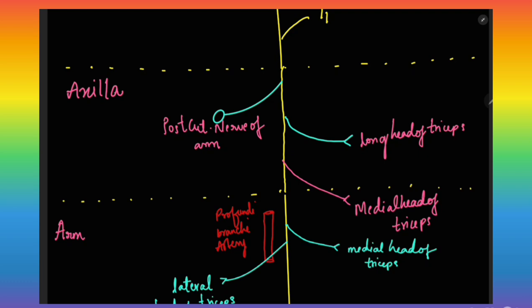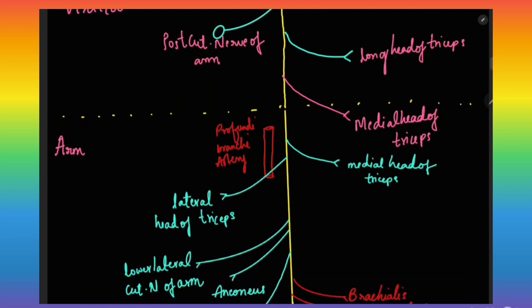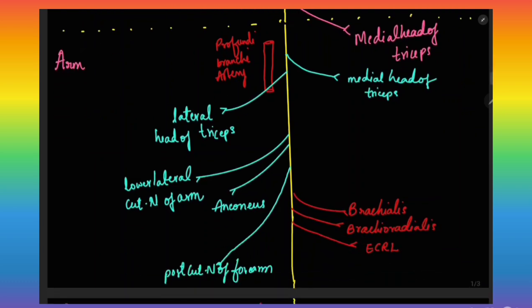and then it passes through the lower triangular space and then passes to the spiral groove of humerus along with the profunda brachii artery, and in the spiral groove it gives off five branches: a branch for medial head of triceps and a branch for lateral head of triceps, and then it gives off lower lateral cutaneous nerve of arm for the lower lateral part of arm, and a muscular branch for anconeus and posterior cutaneous nerve of forearm.